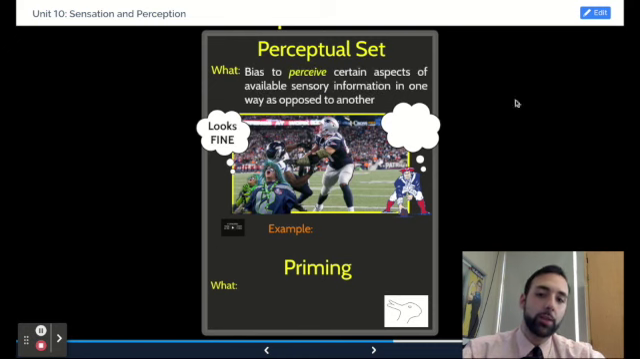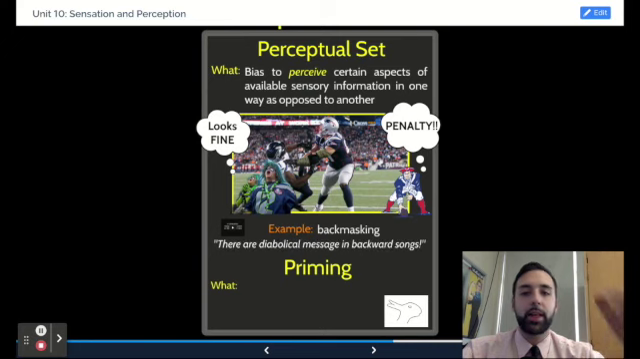First one to talk about, though, is what we call perceptual set. The perceptual set concept tries to articulate why two people experiencing the exact same sensory information can conclude that they've seen two very different things.